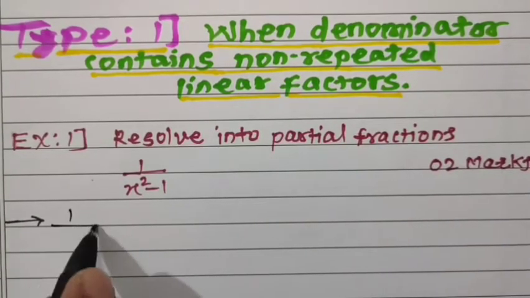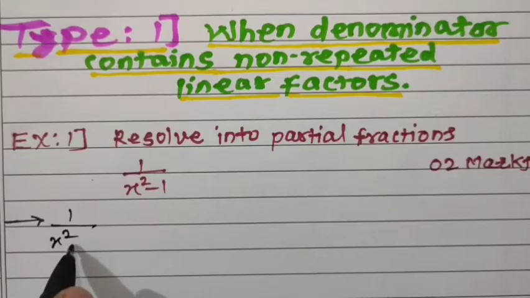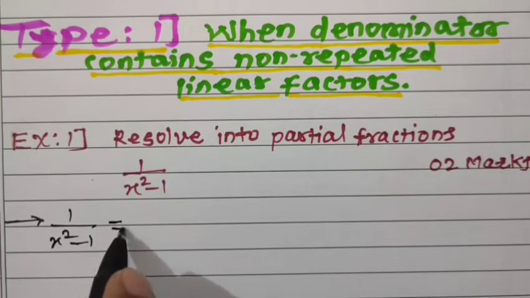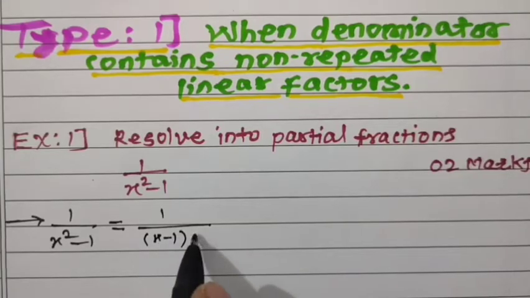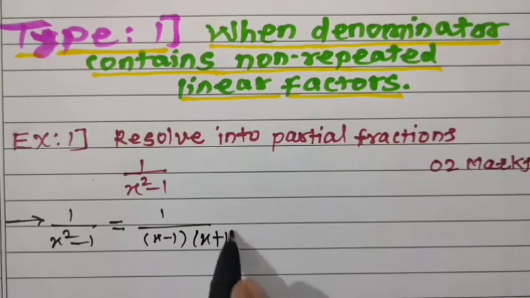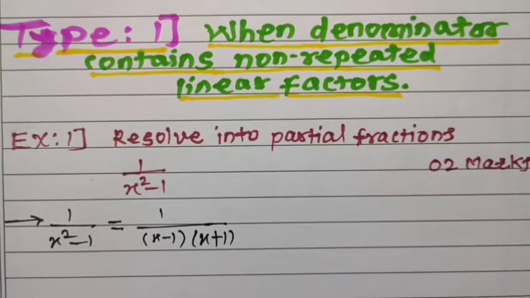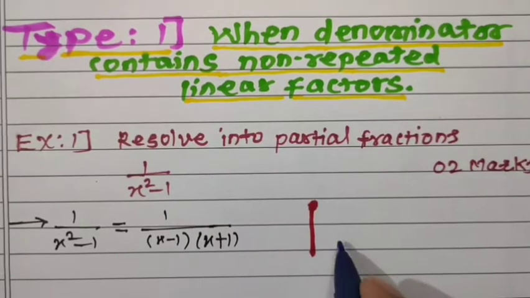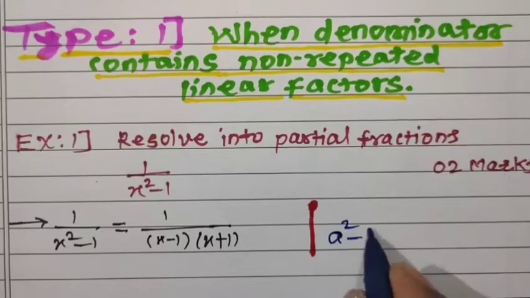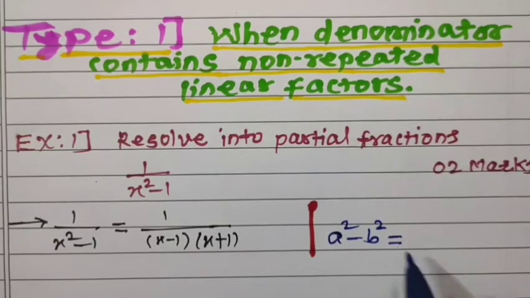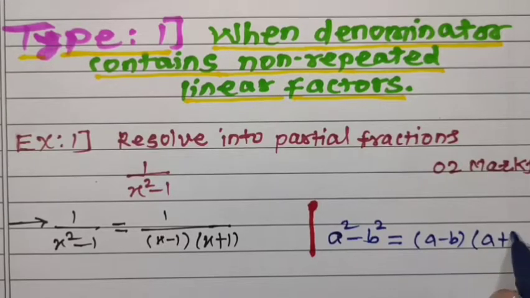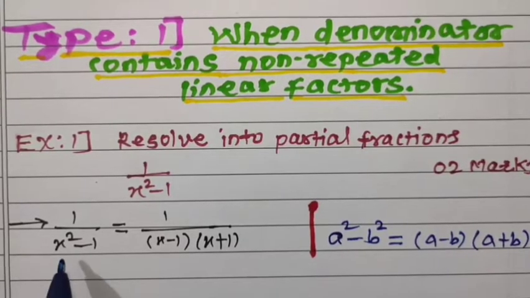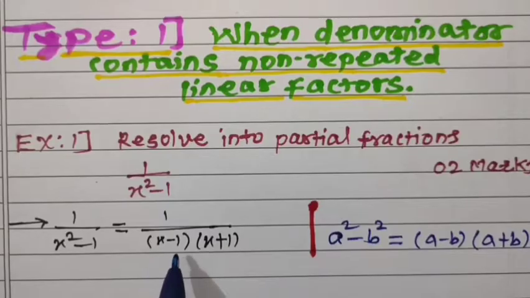First of all, the given rational function 1 upon x square minus 1 is equal to, we can write, x minus 1 into x plus 1. Here we are using the formula a square minus b square is equal to a minus b into a plus b. Applying this formula, x square minus 1 we can express like this: x minus 1 into x plus 1.